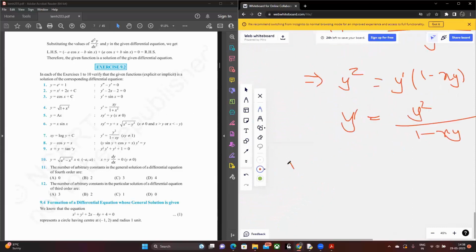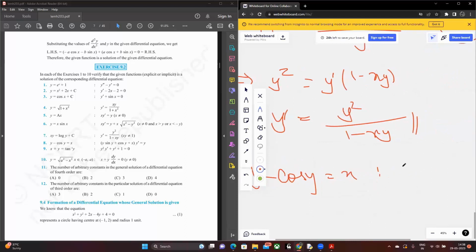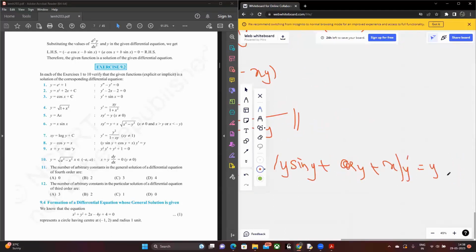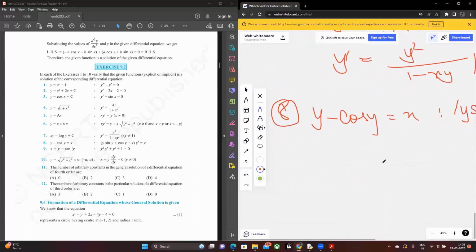Question number 7 done. Now going to question number 8, which is y minus cos y equals x as a solution to y sine y plus cos y plus x times y dash equals y. Again, you only have y dash. So you basically need to figure out y dash, differentiating on both sides again, which is y dash plus sine y times y dash equals 1.